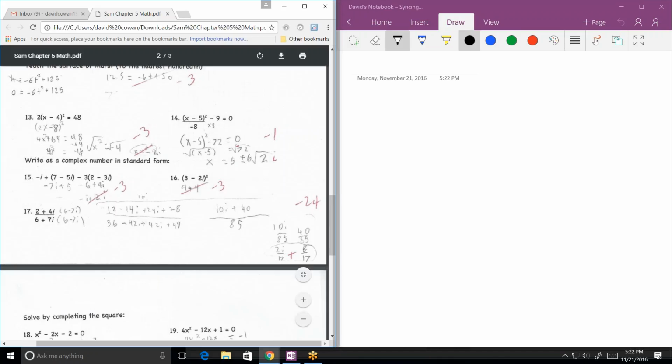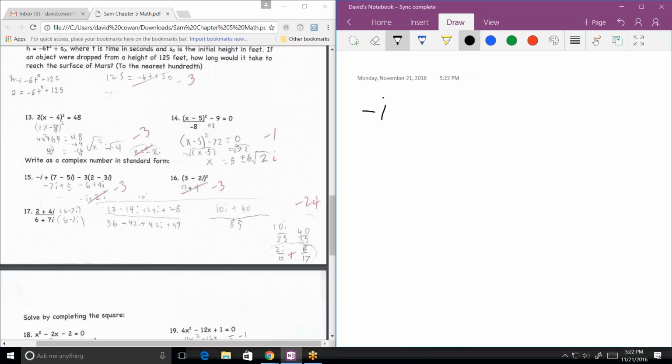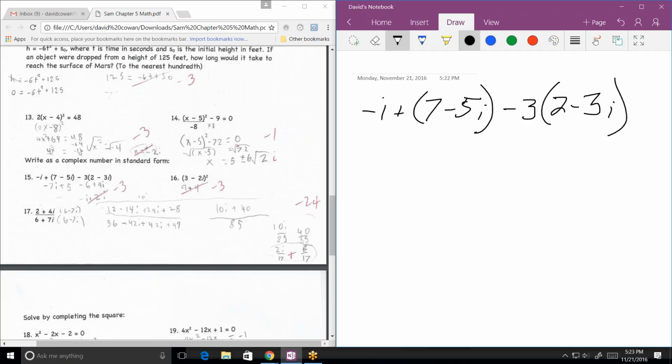Here's 15 minus i plus, in parentheses, 7 minus 5i, minus 3 times 2 minus 3i. You with me? Yeah. Okay. When you are doing anything with complex numbers, if you're adding them, you add the real parts and then you add the imaginary parts. That's it. It's as easy as you can possibly imagine. Okay? Yeah. Well, first thing we have to do is distribute that 3, though.